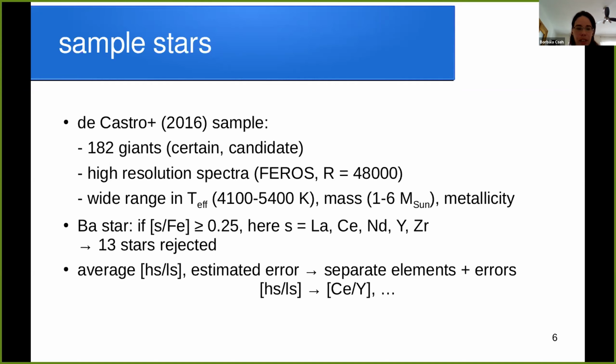And in this study, instead of using an average [hs/ls] ratio and estimated errors, we used separate elemental ratios, and we also calculated the error bars for each of these ratios.